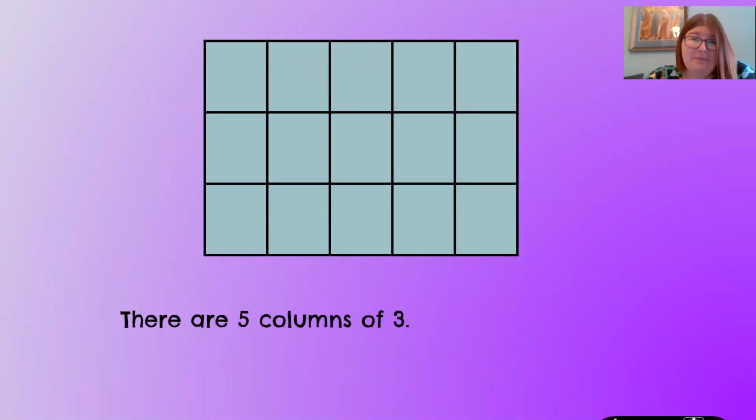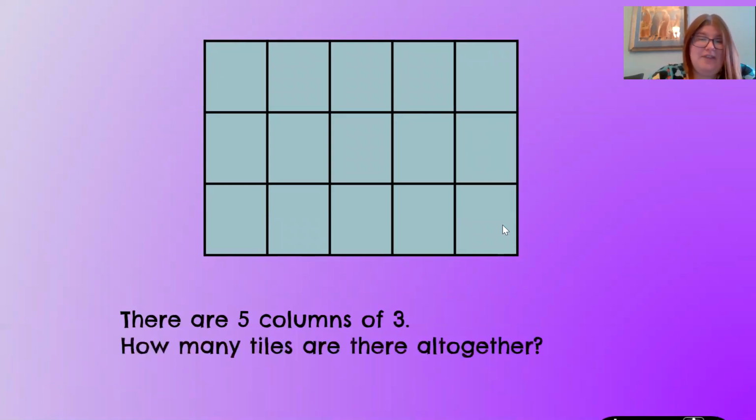So this time I'm going to be asking you about columns. And remember, columns go this way, or if you really want to stretch, you can put both arms up and down like you're trying to touch the ceiling and trying to touch the floor. So I have 5 columns of 3. Don't get tricked. 1 column, 2 columns, 3 columns, 4 columns, 5 columns. Each of them has 3 squares in each of them. How many squares do I have all together?